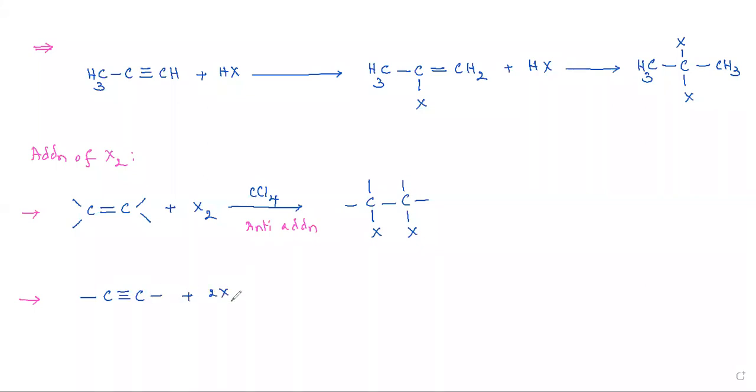Next. With alkynes, it is this way. We get tetrahaloalkanes. Okay. These are all, in fact, discussed ones.